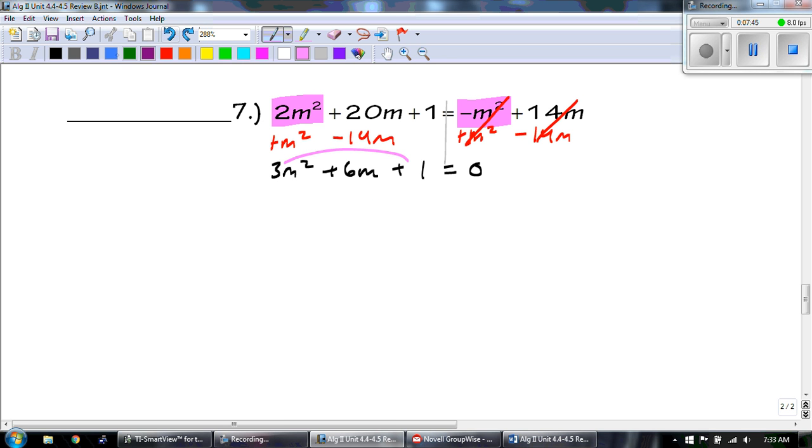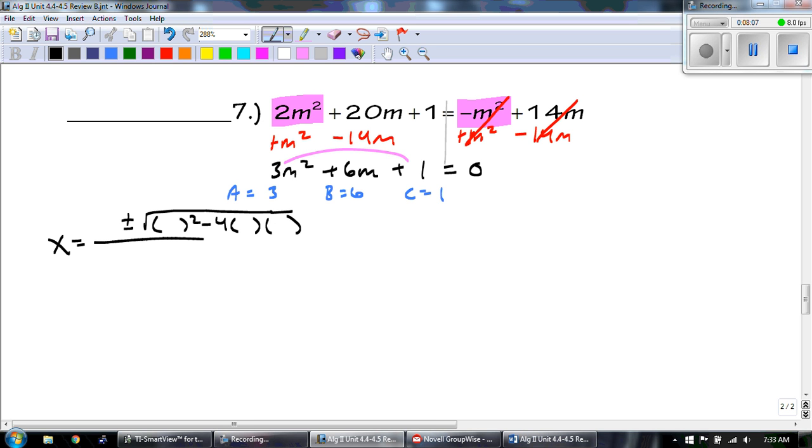Okay, so we have to do the quadratic formula. A equals 3, B equals 6, and C equals 1. So I'll set it up. So x equals the opposite of b plus or minus the square root b squared minus 4ac, all divided by 2a. So go ahead and plug all those numbers in, and I'll meet you over here. Okay? Good luck.